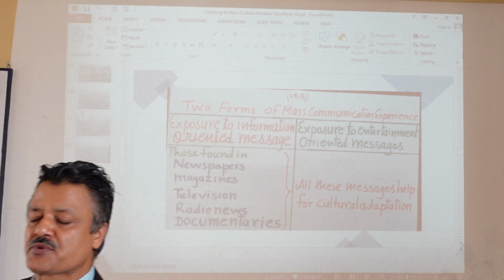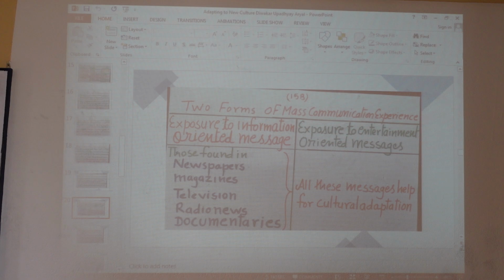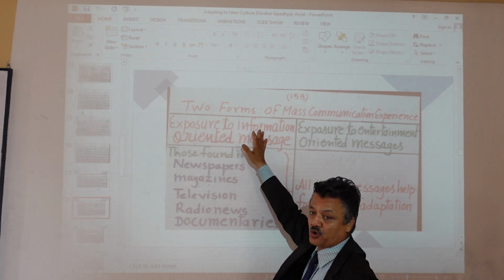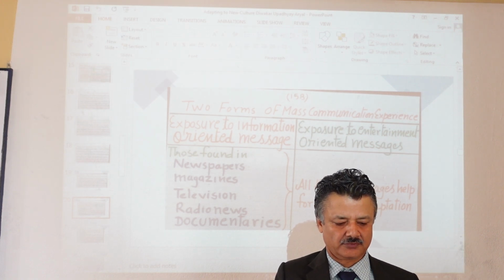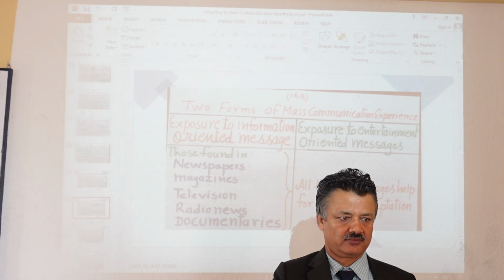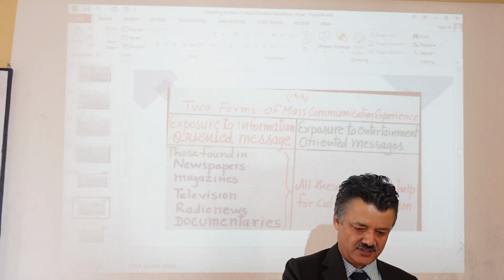There are two forms of cultural learning. There are two forms of mass communication experience. You can learn communicative competence either through informational message like reading a book or through entertainment message like watching a movie. You can learn cultural competence either through entertainment oriented message or through exposure or information oriented message. Say with me, newspaper, magazine, television, radio, documentary, comedy, tragedy, comics, face-to-face talk.